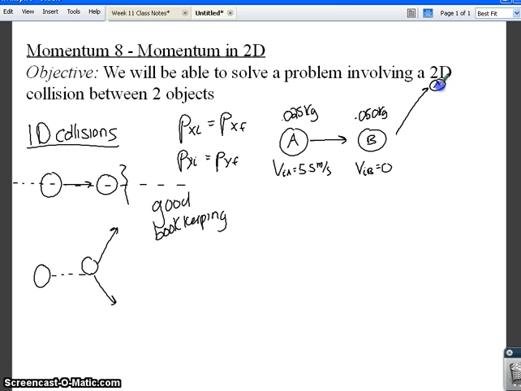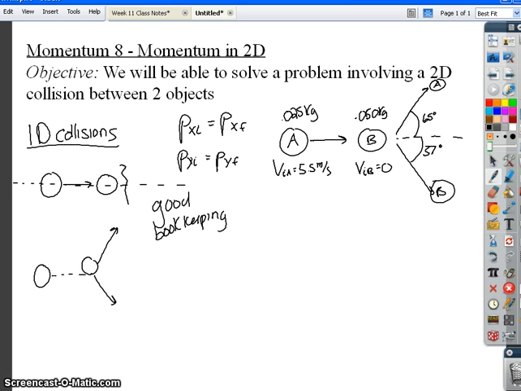After the collision, puck A heads this direction at an angle of 65 degrees, and puck B heads this direction at an angle of 37 degrees. So we have puck A and puck B going in two different directions at these angles. Let's separate this into its x and y components.